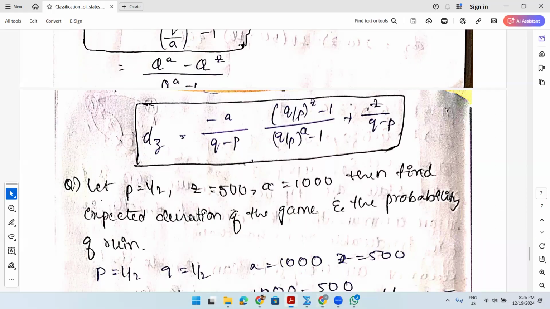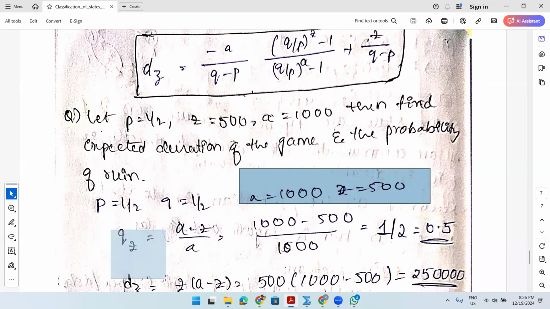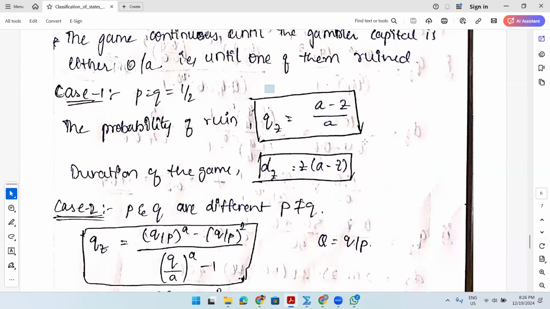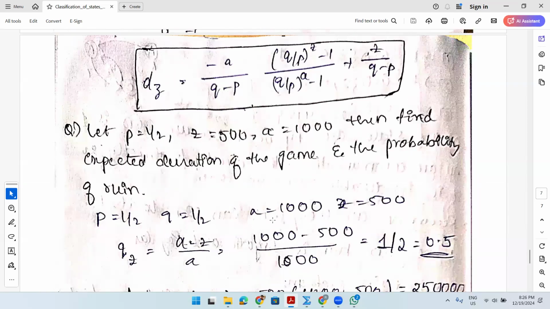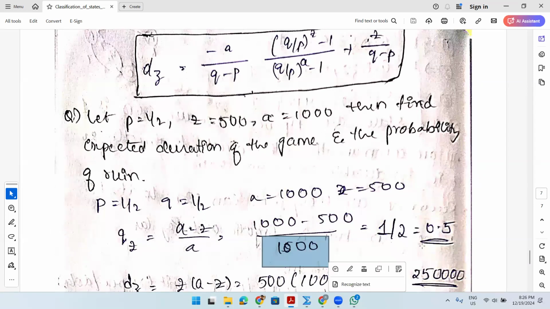QZ and DZ. If P is equal to 1 by 2, Q is also 1 by 2. A is 1000 and Z is equal to 500. It is given in the question. QZ formula, what is the QZ formula? A minus Z by A. That's already given. QZ is A minus Z by A. So A is 1000 minus 500 by 1000. That is nothing but 1 by 2.